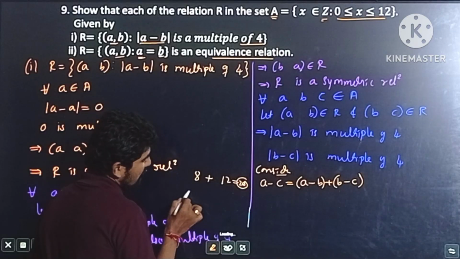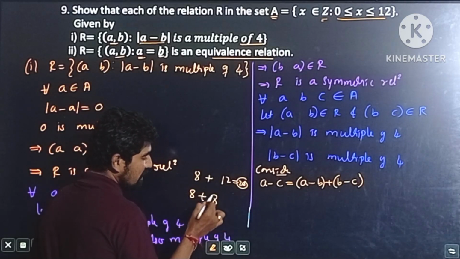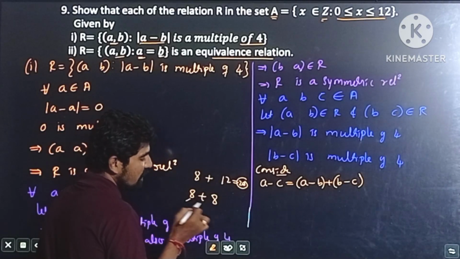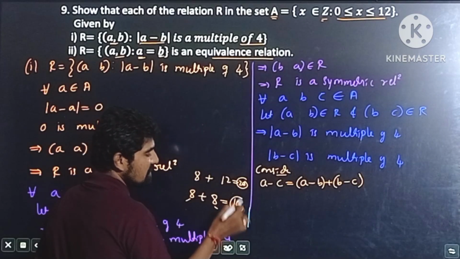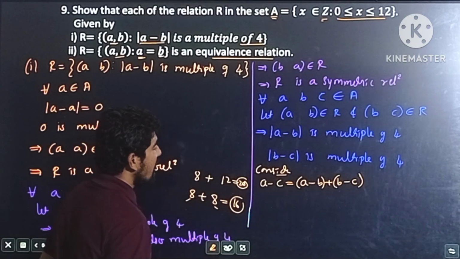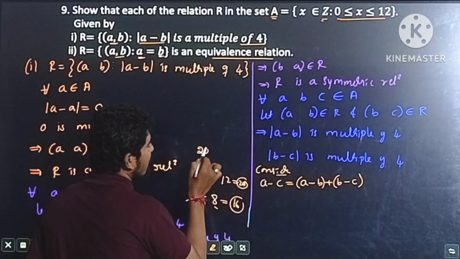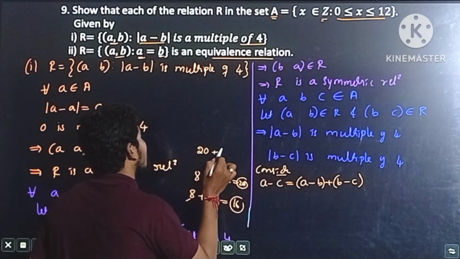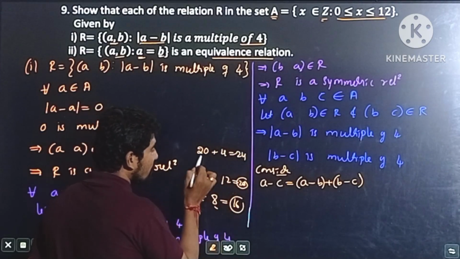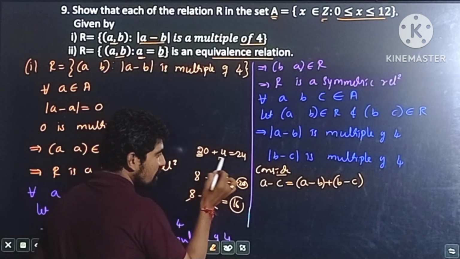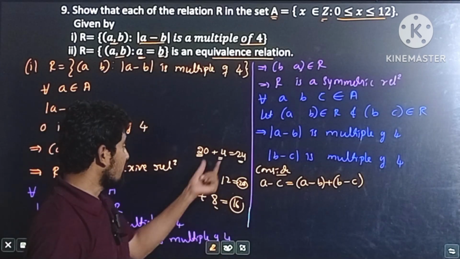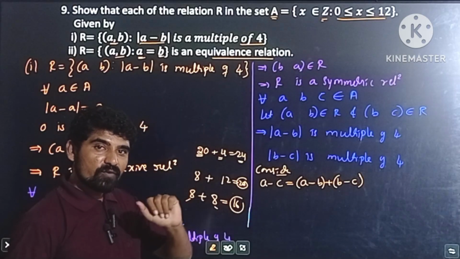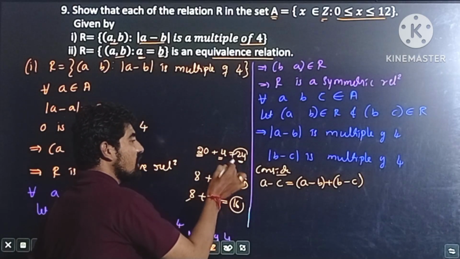Or you may consider 8 plus 8. 8 is a multiple of 4. 8 plus 8 is equal to 16. 16 is also a multiple of 4. Or you may consider 20 plus 4, which is equal to 24. 20 is a multiple of 4. 4 is a multiple of 4. So 24 is also a multiple of 4. So the addition of two multiples of 4 is again a multiple of 4.